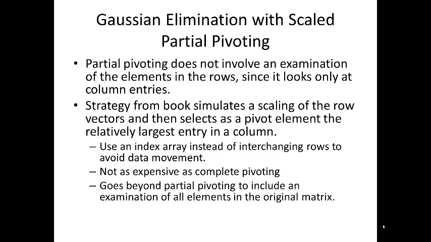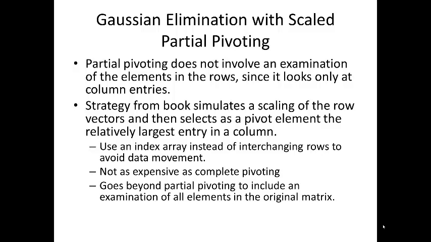We use an index array instead of interchanging rows. That allows us to avoid data movement, which is an expensive operation, and this ends up being not as expensive as complete pivoting. It goes beyond partial pivoting to include an examination of all elements in the original matrix. Of course, there are other strategies for selecting pivot elements that can be used, but this is the one employed by the book.